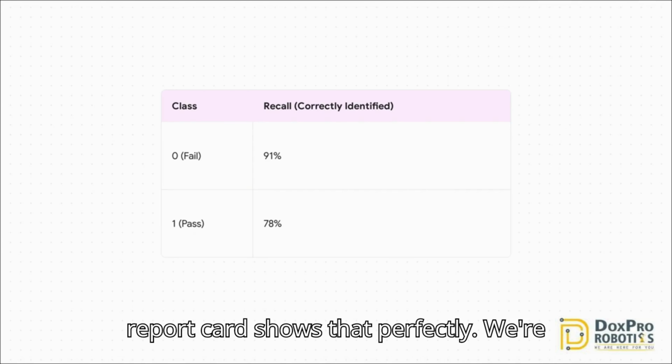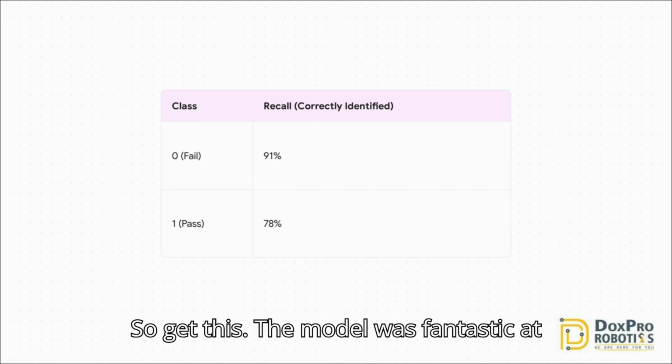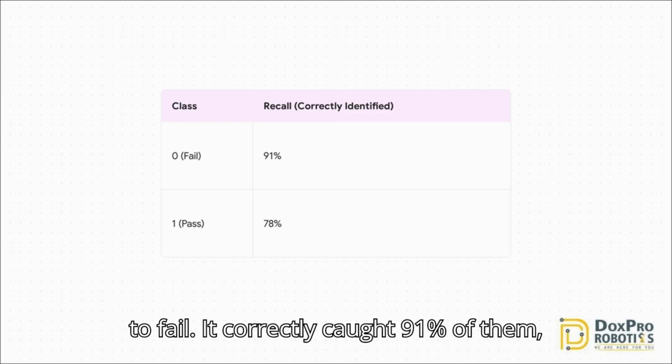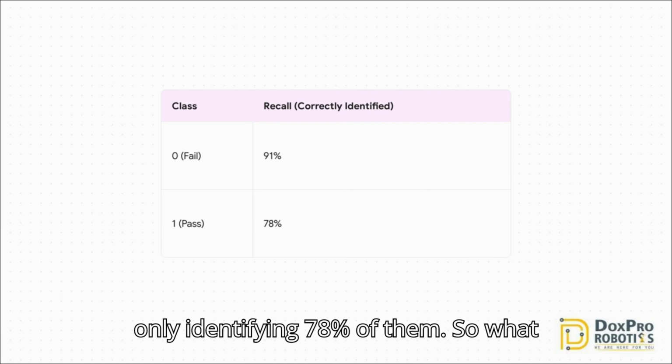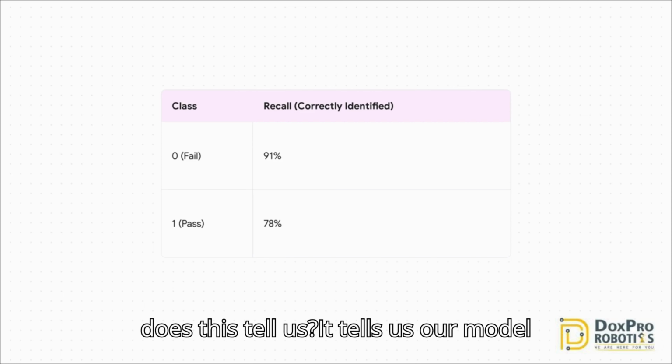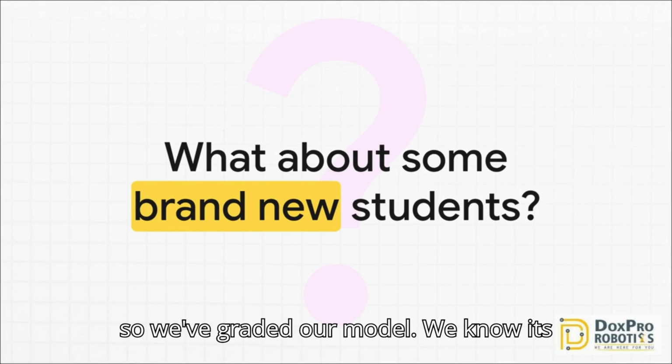And this little report card shows that perfectly. We're looking at a metric here called recall. So, get this, the model was fantastic at identifying the students who were going to fail. It correctly caught 91% of them. But it was a little less great at finding all the students who were going to pass, only identifying 78% of them. So what does this tell us? It tells us our model is actually a little biased towards predicting a fail. Interesting, right?